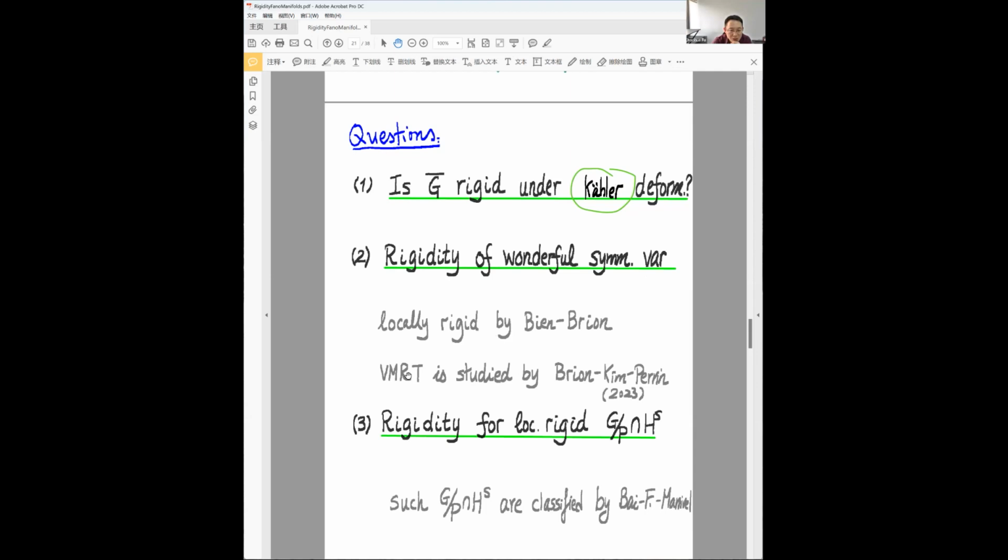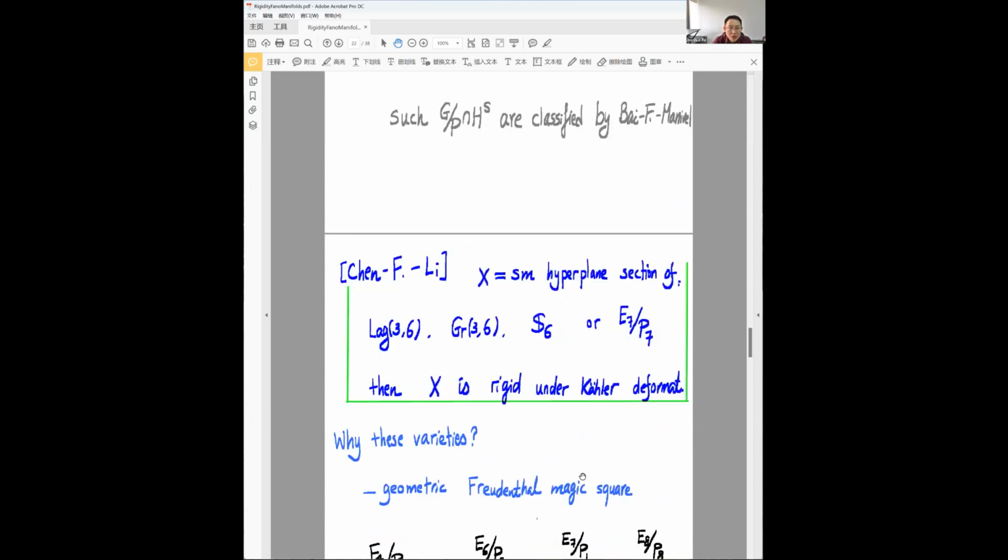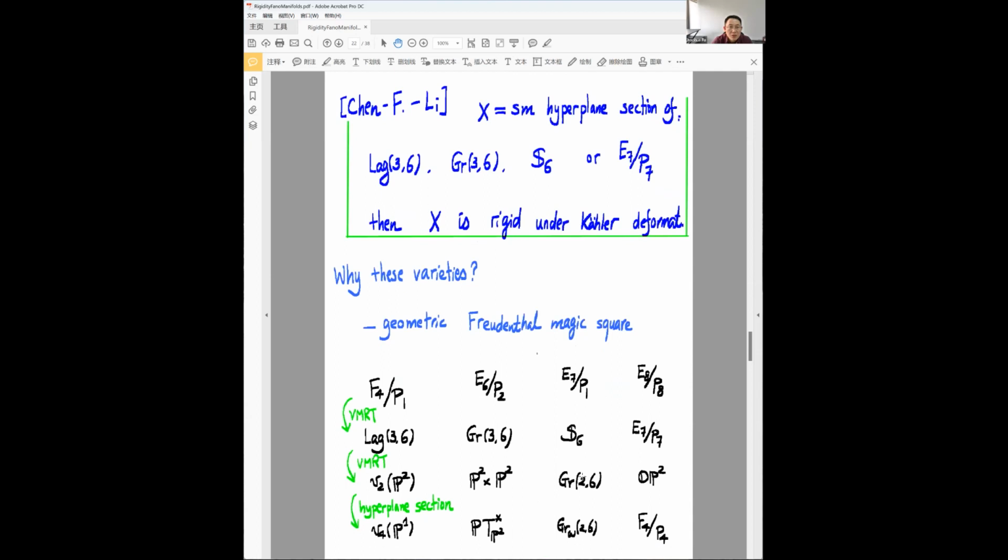Yeah, our approach does not apply to other symmetrical varieties. And you may also try to study the rigidity of GMO hyperplane sections or linear sections of GMO-P. And the locally rigid case has been classified by myself with Manuel and by. So this is the first result, and then the second result is a recent work with Yifei Chen and Qifeng Li.